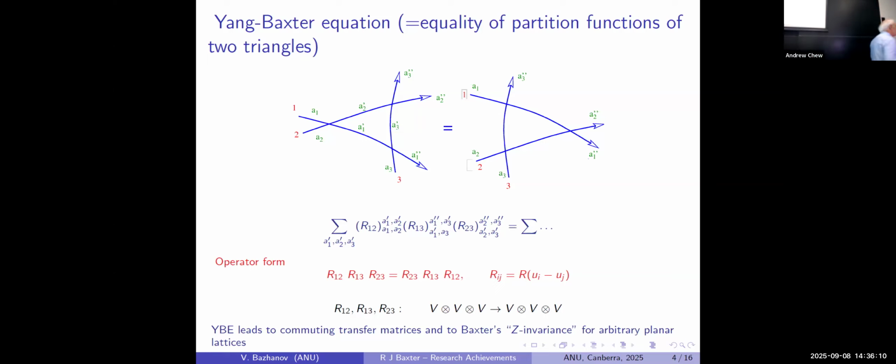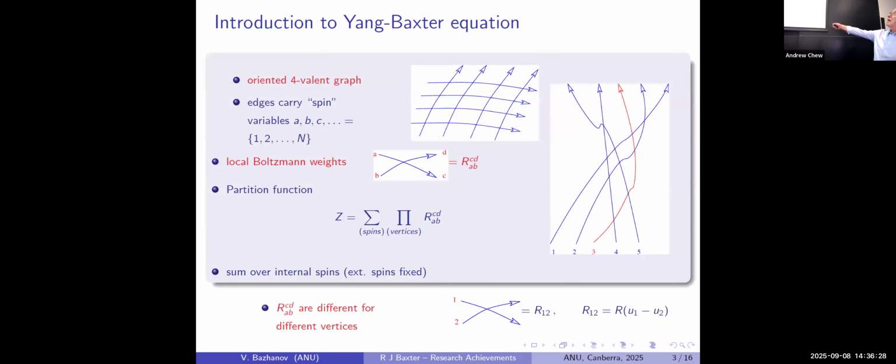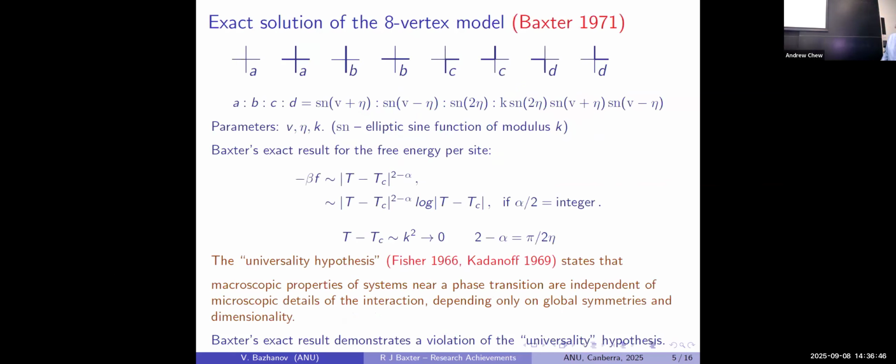More generally, the partition function of such models possesses what is called Baxter Z-invariance. If you take this graph and move these lines however you want, but keep the ends fixed, the partition function won't change. It is some kind of topological invariance. That is what we need to know.